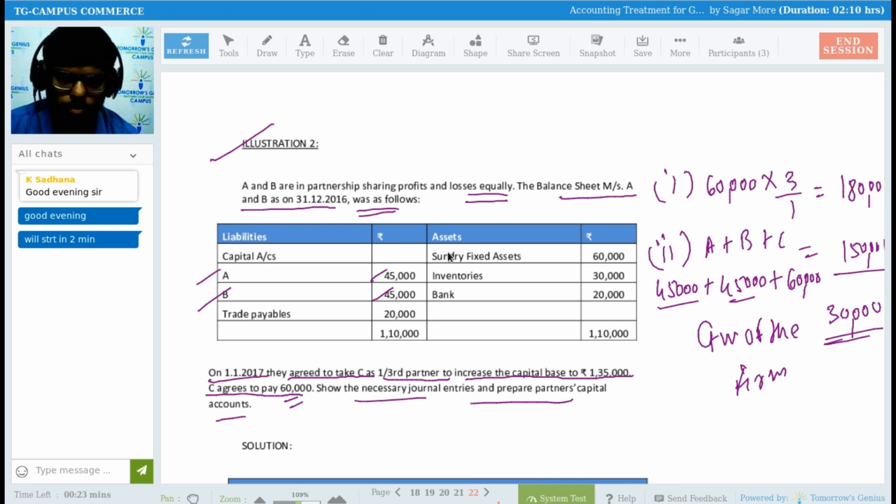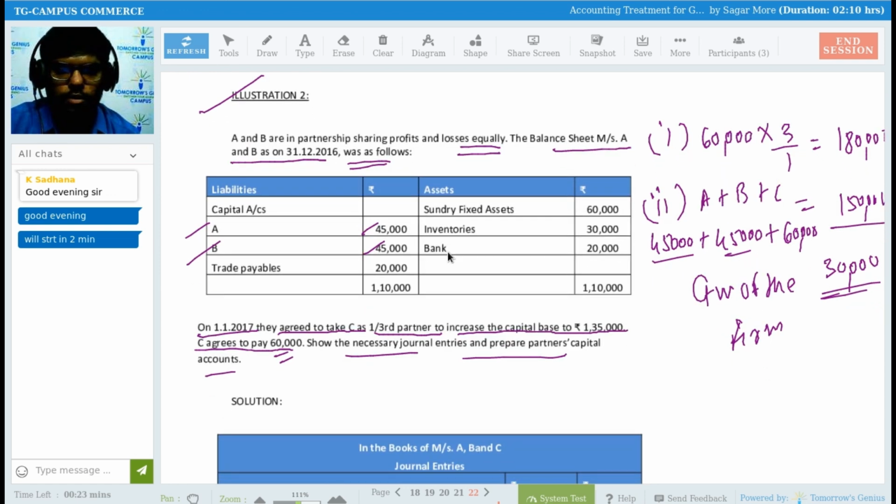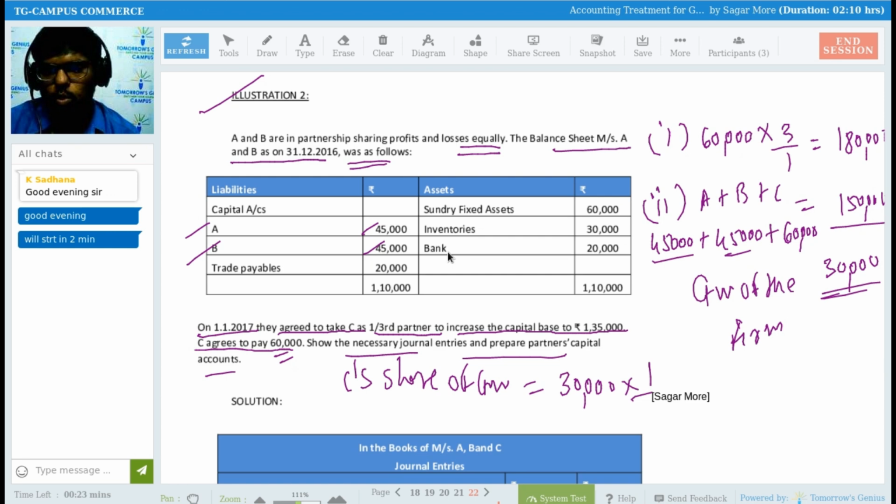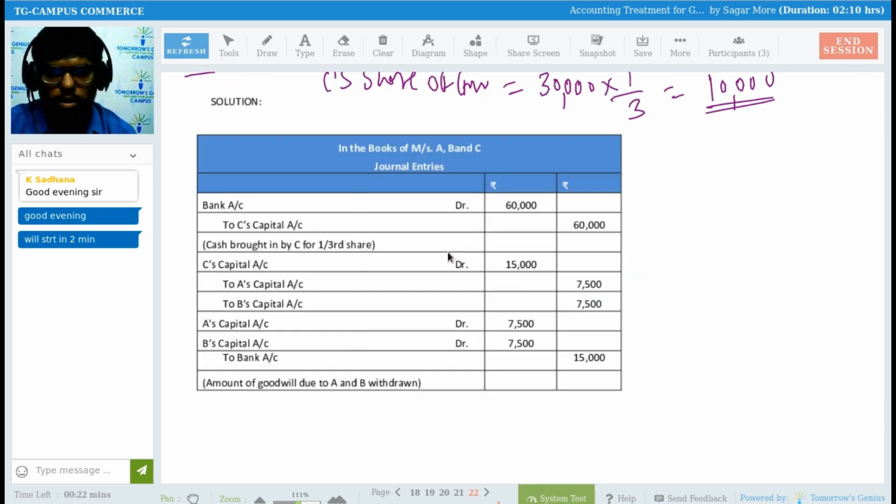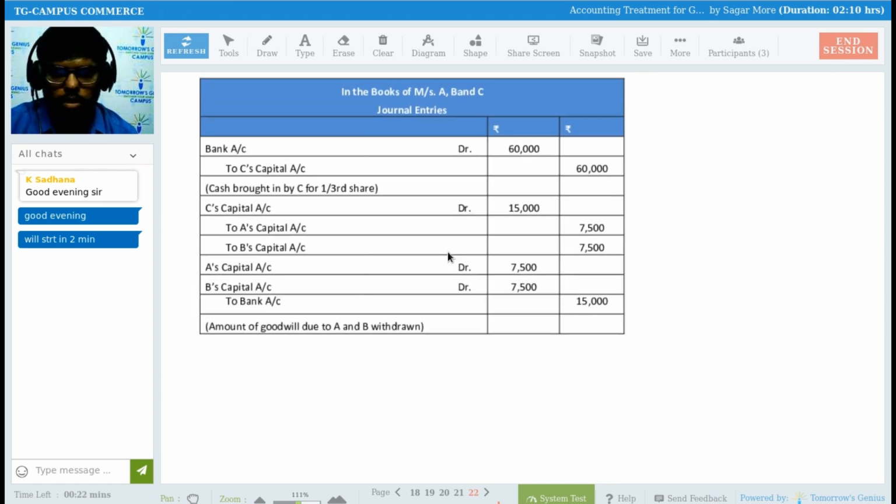Now what do we have to do? We have to find out the goodwill of C. So C's share of goodwill is how much? 30,000 multiplied by 1 divided by 3. So the answer is 10,000. Has he brought goodwill into the business? No. Then which entry do we have to pass? C's capital account debit to A's capital and B's capital in their sacrifice ratio, that is 1:1, right? 5,000.